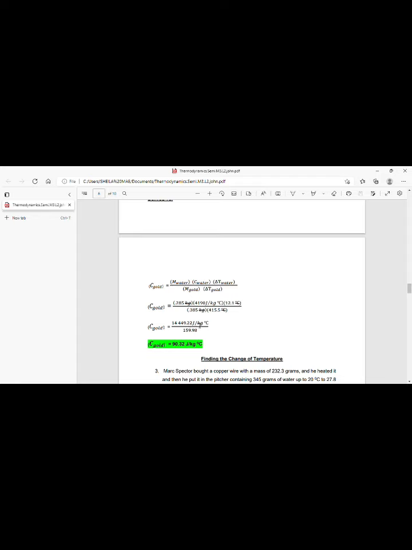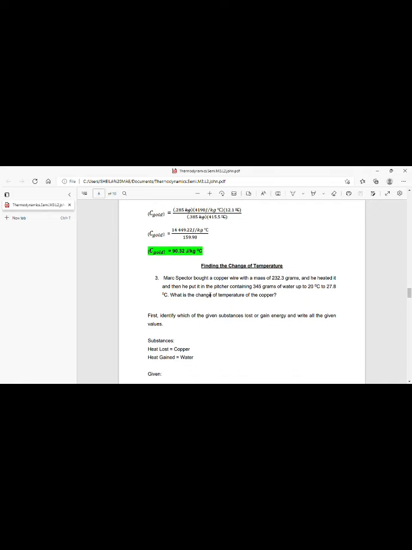The answer in the upper part is 14,449.22 joules per kilogram degree Celsius over 159.98. We will divide it. The answer here is 90.32 joules per kilogram degree Celsius, which is our specific heat here. Now we are done finding the specific heat in problem number 2. We are going to proceed to problem number 3, which is finding the change of temperature.